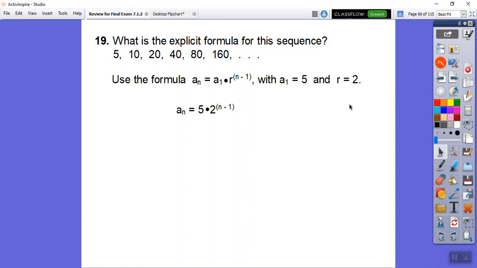So it's going to be a sub n equals a sub 1 times r to the n minus 1 power. Okay, write this down, for geometric, a sub n equals a sub 1 times r to the n minus 1, where a sub 1 is this first term, and r is the ratio, how much it goes up. It goes times 2, times 2, times 2, so that's our formula right there. It's just plugging in those numbers.